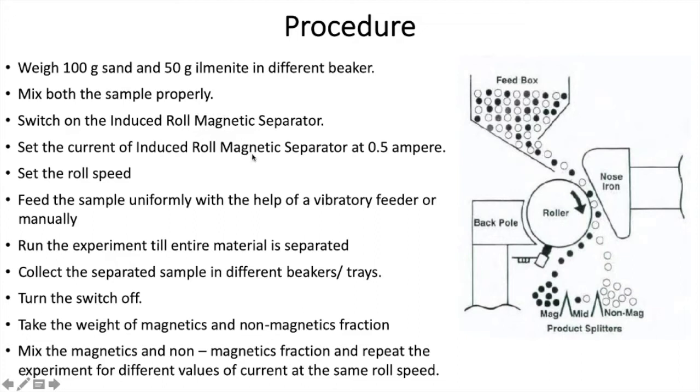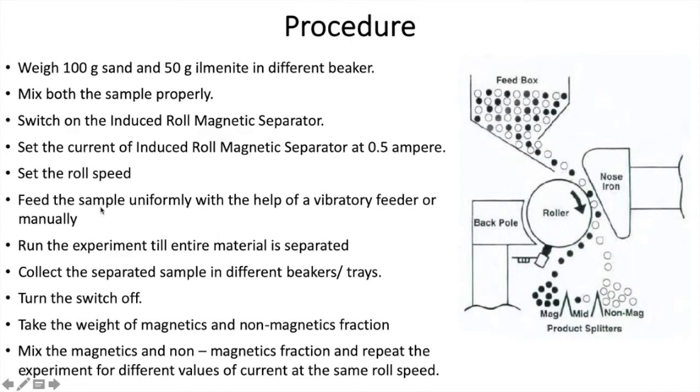We'll set the value of current at 0.5 ampere. We can set the roll speed at any value, whatever you like, and we have to keep it fixed, because before this experiment we had actually changed the roll speed for a given value of current. Now in this experiment we have to change the current for a given roll speed, so we can set the roll speed at 40 or 60, whatever suits.